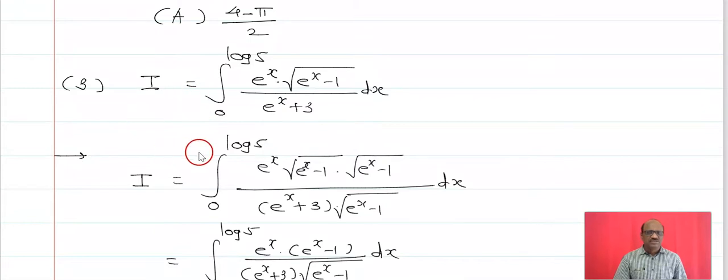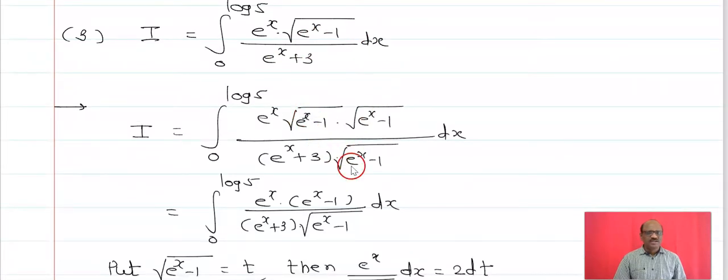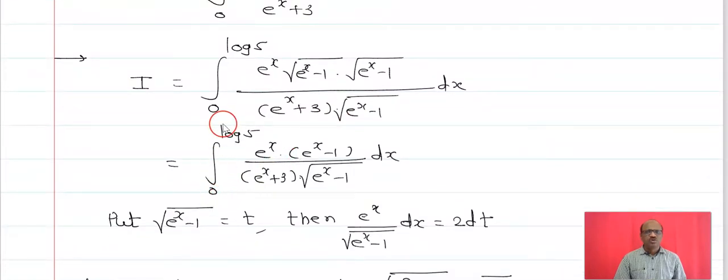Number 3, I is equal to integral 0 to log of 5 of e raised to x into root of (e raised to x minus 1) upon (e raised to x plus 3) dx. And see this here, multiply the numerator and the denominator of this integral by root of e raised to x minus 1. Therefore, our integral becomes 0 to log of 5.